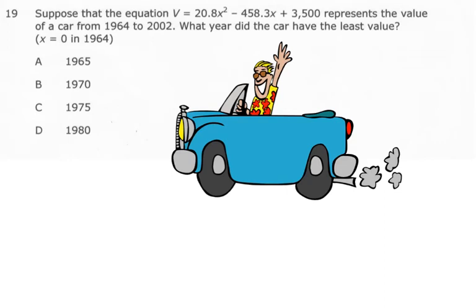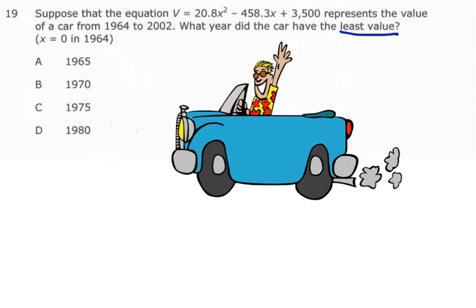Number 19, suppose that the equation v equals 20.8x squared minus 458.3x plus 3,500 represents the value of a car from 1964 to 2002. What year did the car have the least value? And it says x equals 0 in 1964.